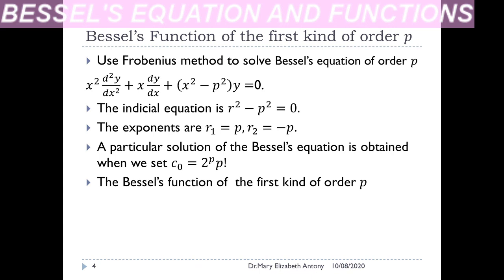The Bessel function of the first kind of order p is denoted as Jp(x) and it gives the value: the sum from n equal to 0 to infinity of (−1)^n / (n! (n+p)!) times (x/2)^(2n+p). This is Jp(x).